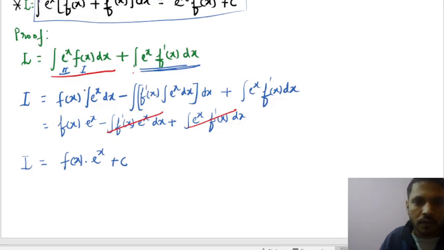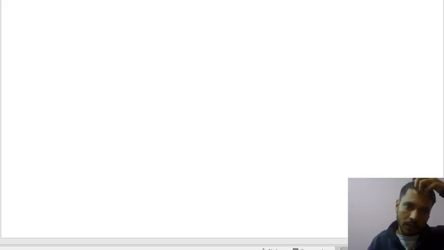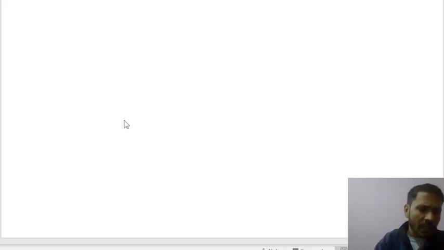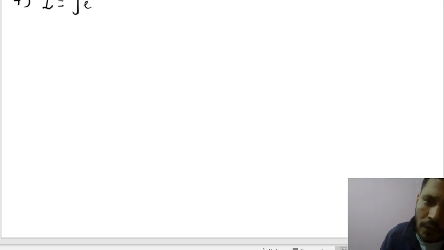Now we'll do some questions based on that. Question number 4. Let us suppose we are given I is equal to the integral of e to the power x, in brackets tan inverse x plus 1 by 1 plus x square, into dx.